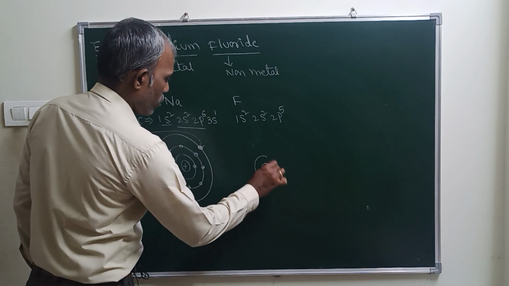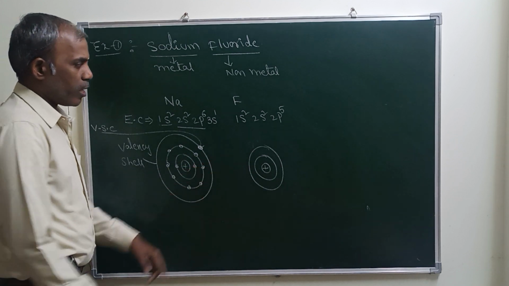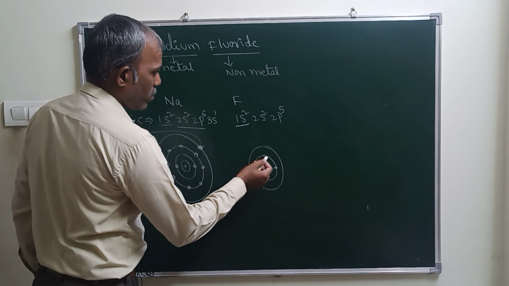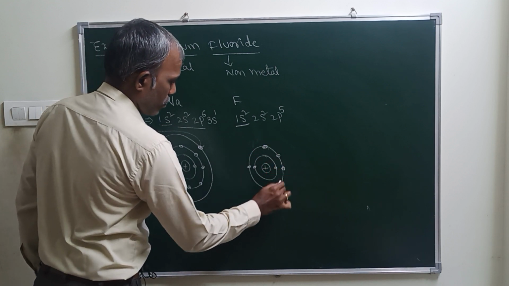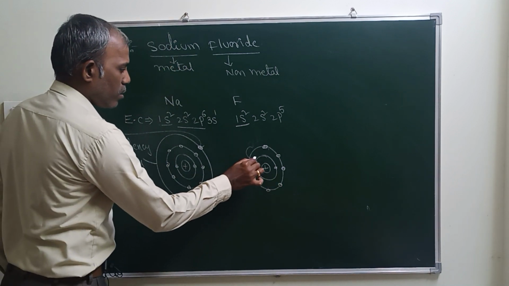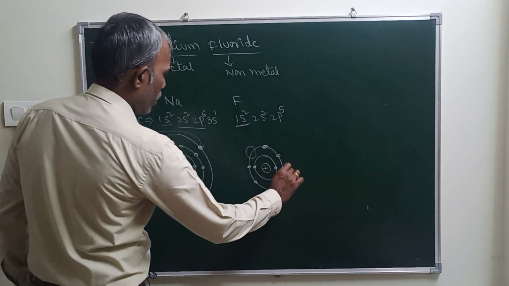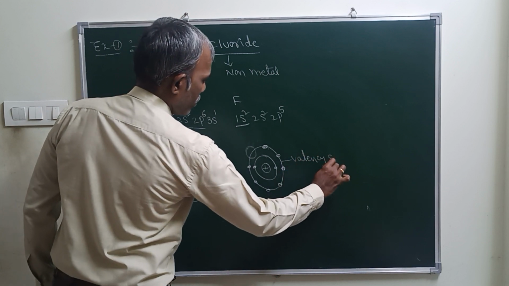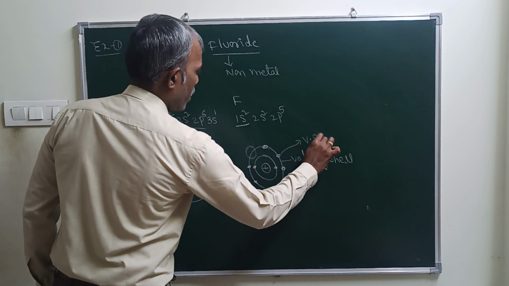Now coming to fluorine, which has 9 electrons. Nucleus, first shell, second shell. Electrons are there in only 2 shells. The first shell contains 2 electrons, the second shell contains 7 electrons, so there is a vacancy. This is the valence shell, and these are the valence shell electrons.